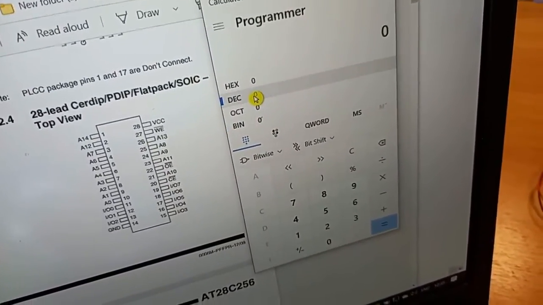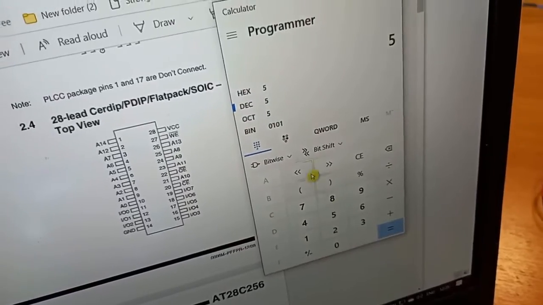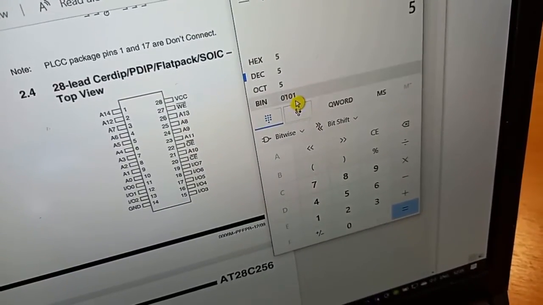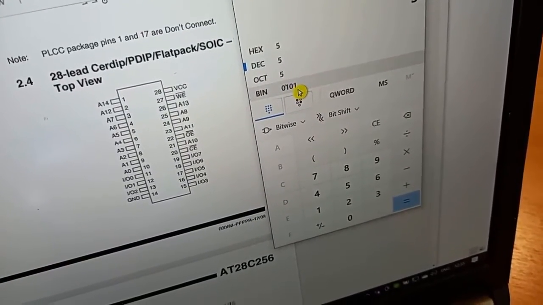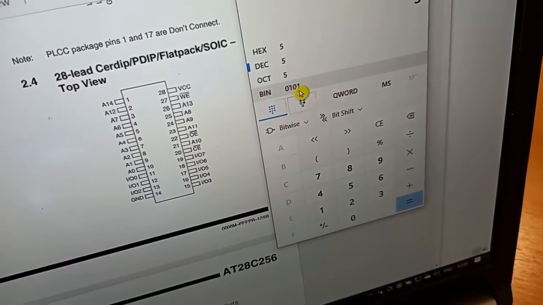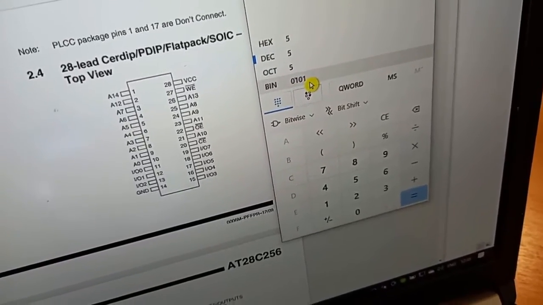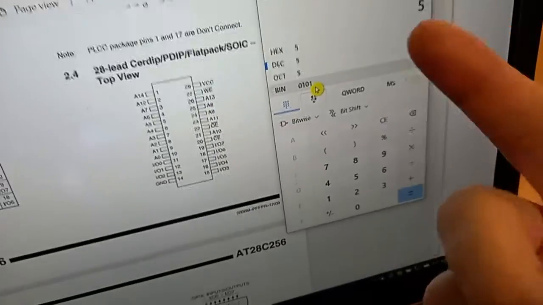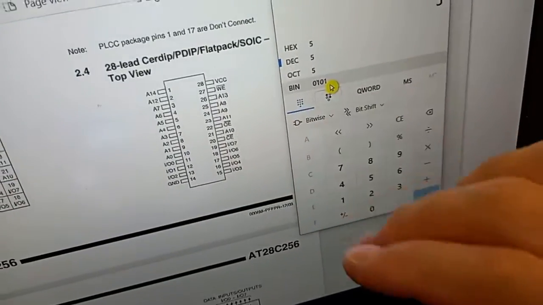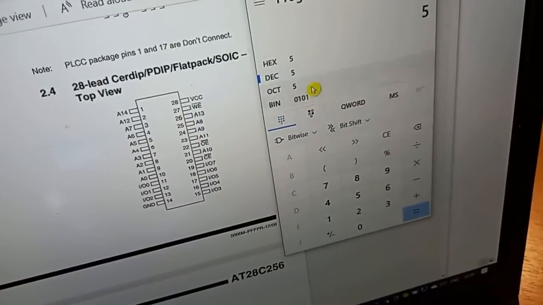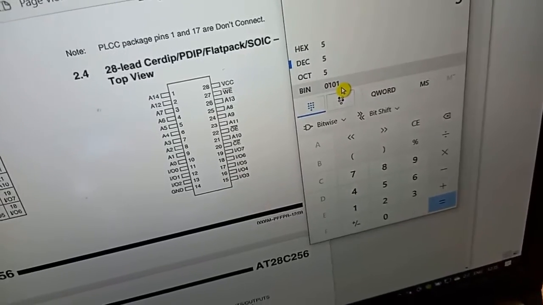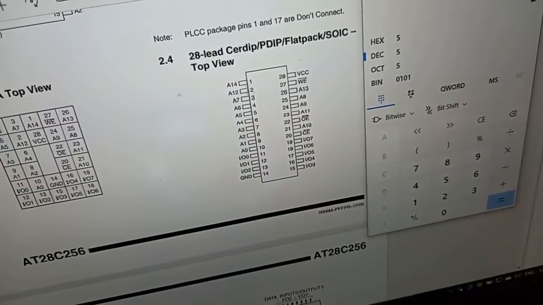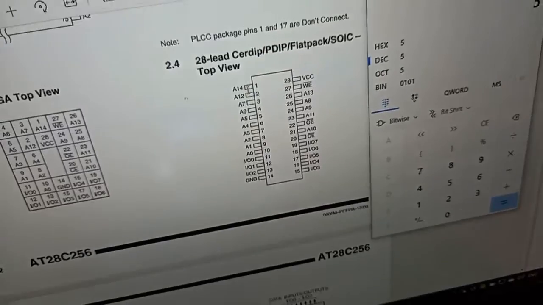Let's put 5 here. And as you see, we have only 3 bits that we can switch from 1 to 0. We only need 3 of them to have 5. All the rest of the address bits, address legs, can be zeroed.